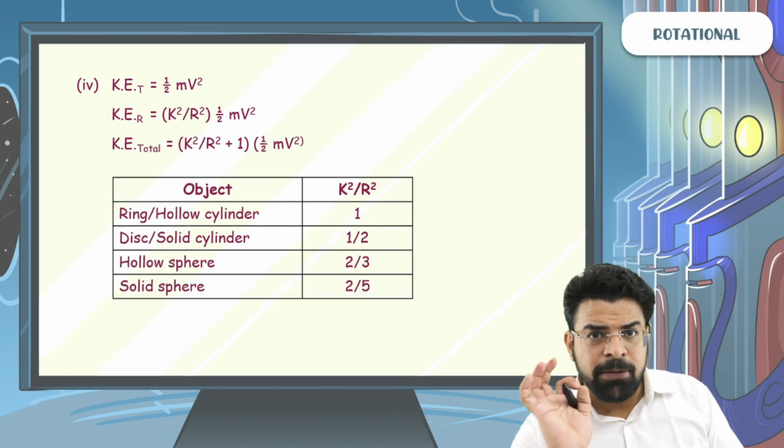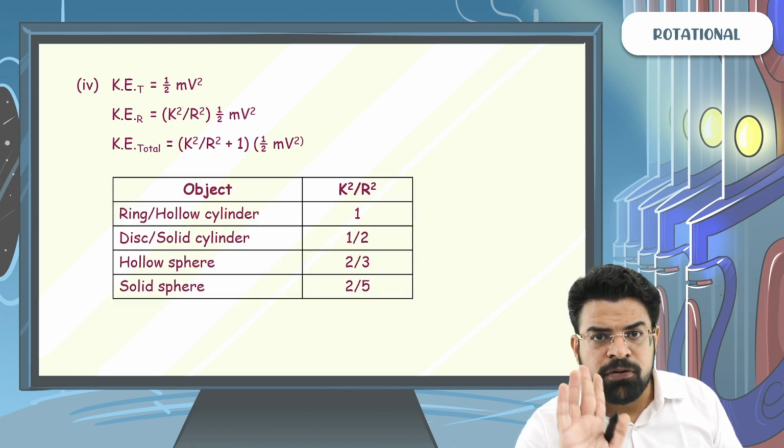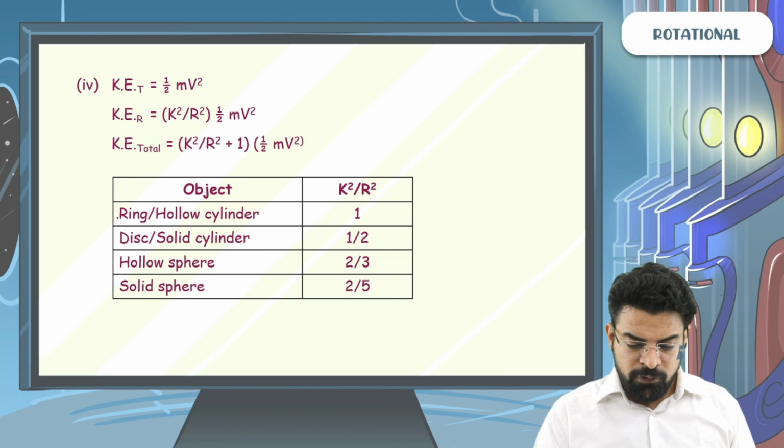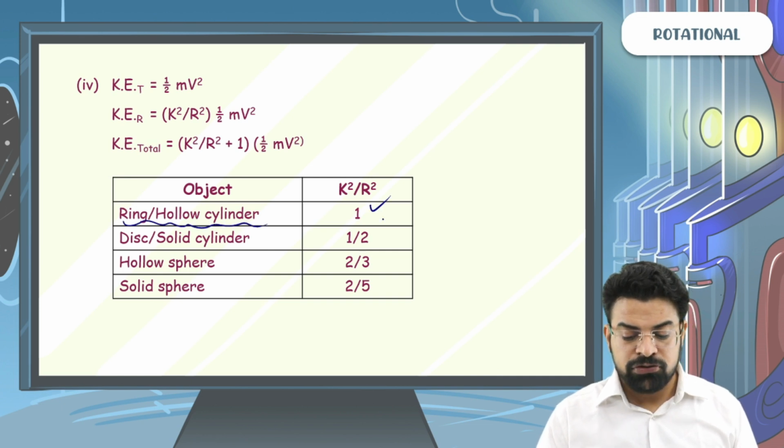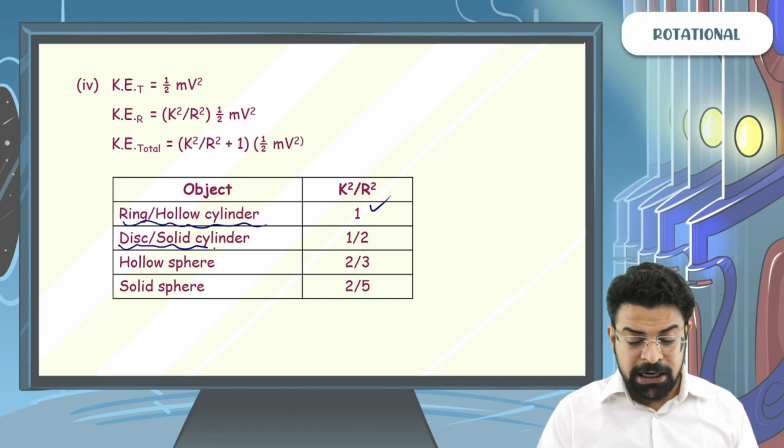Now we have remembered what is the value of k square by r square for different types of bodies. For a ring and hollow cylinder, k square by r square is 1. For a disc and solid cylinder, k square by r square is half. For a hollow sphere, it is 2 by 3. For a solid sphere, it is 2 by 5.